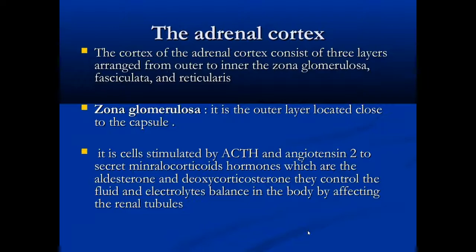Now we will see the zona fasciculata. It is the middle, larger layer of the cortex, and the cells of this layer secrete the glucocorticoids, which are cortisol and hydrocortisone, which maintain the carbohydrate balance. You will see the adrenal histology here, the adrenal cortex. You can see here the structure of the cortex.